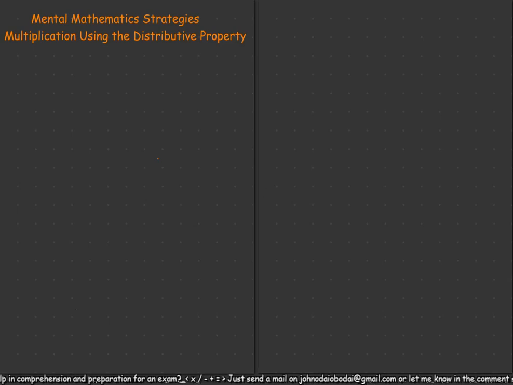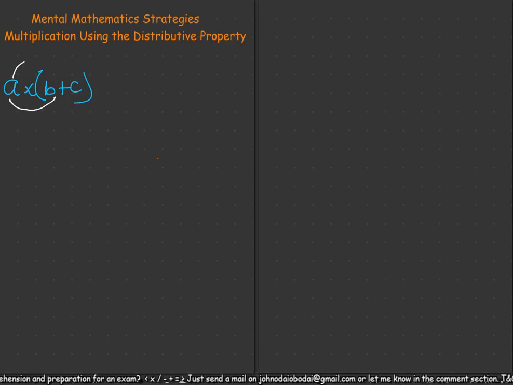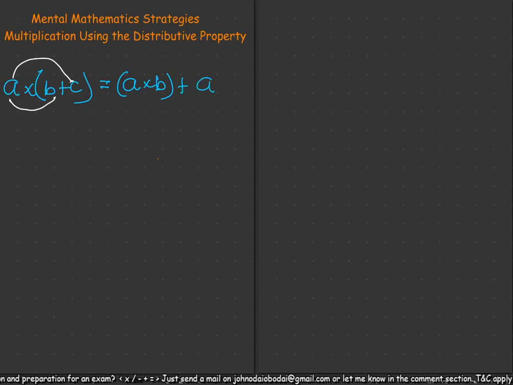Now, when we talk of the distributive property, what comes to mind? This property is very simple, and all it says is, if you have A multiplying B plus C, all you have to do is to take A and use it to multiply B, and also take A and use it to multiply C. What this means is your evaluation becomes A times B, plus A times C as well.